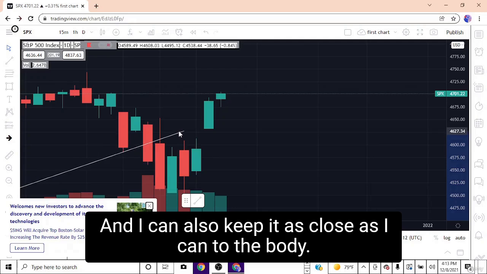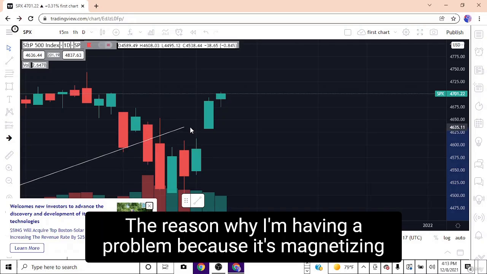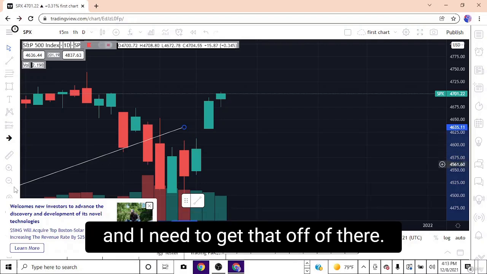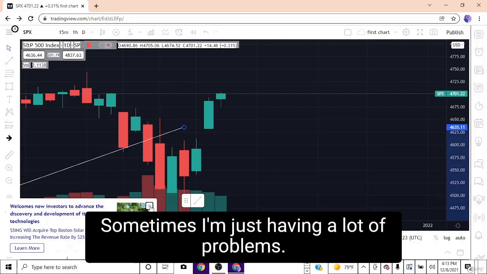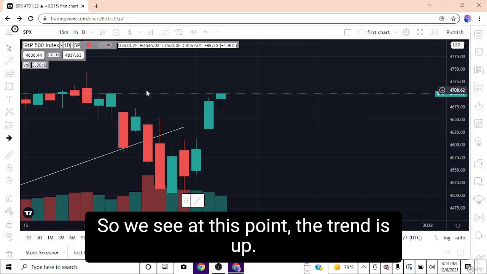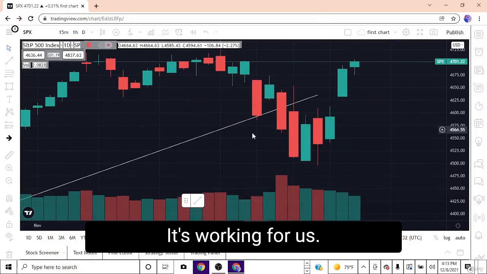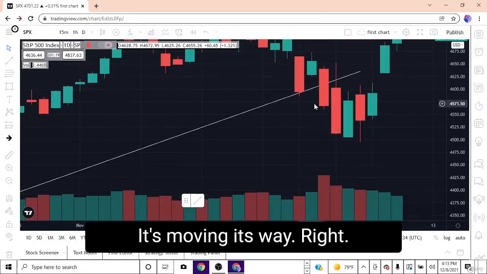And I can also keep it as close as I can to the body. And see, the reason why I'm having a problem is because it's magnetizing, and I need to get that off of there. Sometimes I'm just having a lot of problems. Let's take this add-on off. Okay, so we see at this point the trend is up. It's working for us. It's moving its way, right?